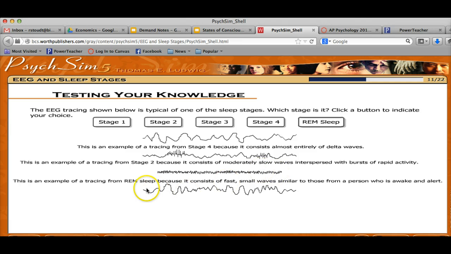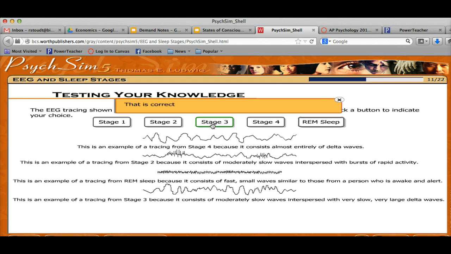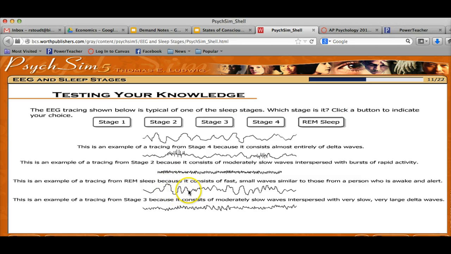All right, so now this is number 4. Go ahead and pick one for that. Stage 1, 2, 3, 4, or REM. All right, this one is stage 3, because this one you actually have pockets of higher frequency, a lower amplitude, compared to this one where you have very low frequency throughout.